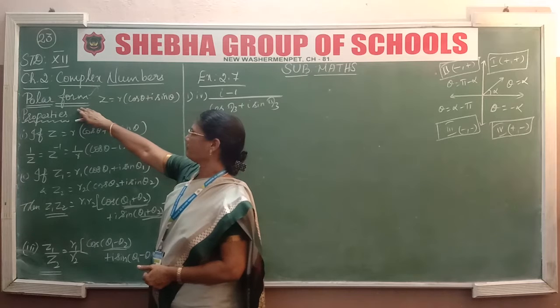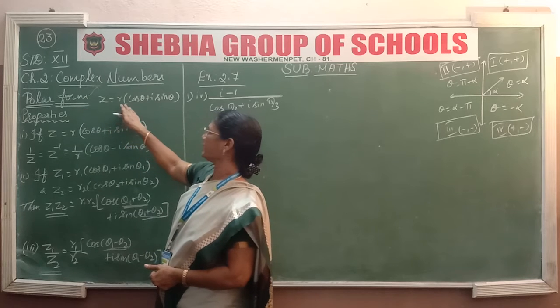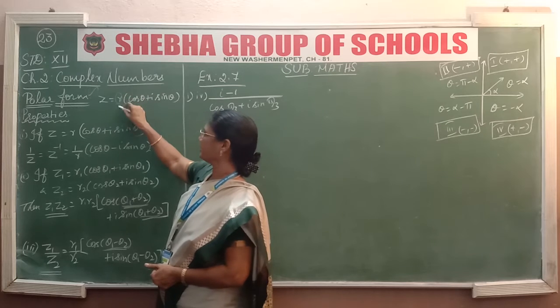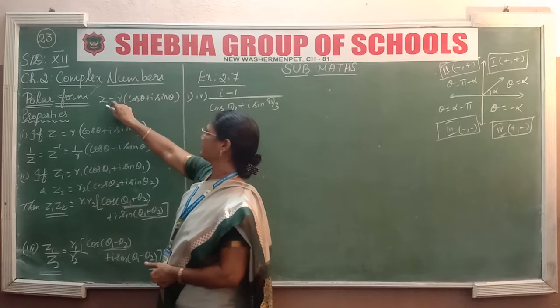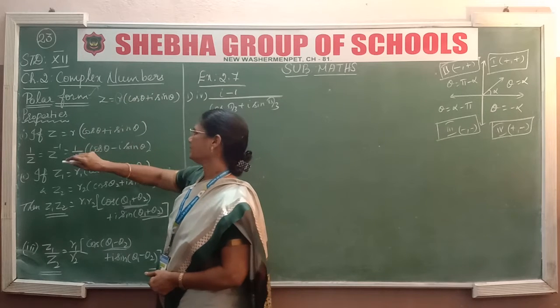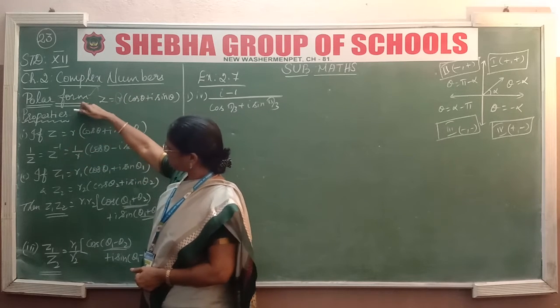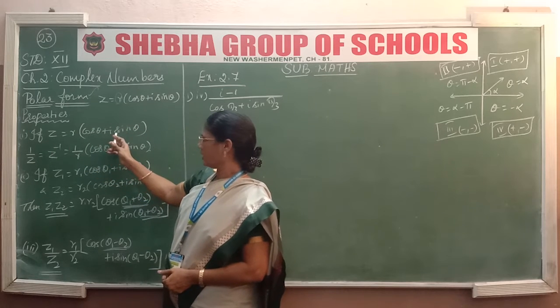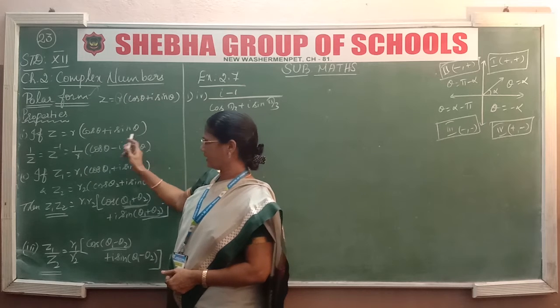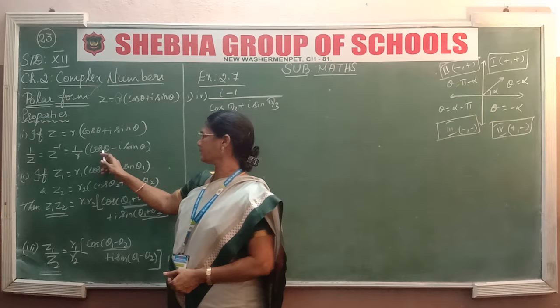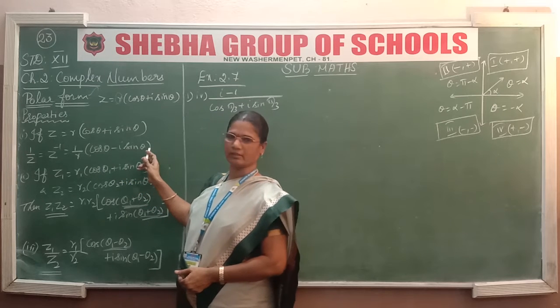The general form of polar form is z equal to r into cos theta plus i sin theta. Here r is the magnitude, that is modulus of z, and theta is the argument of z. Three properties in polar form: first, if z is equal to r into cos theta plus i sin theta, then 1 by z becomes 1 by r into cos theta minus i sin theta.